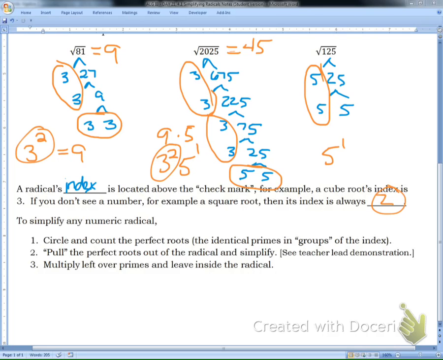Now in the last example, we have 5 to the first, which is equal to 5. So we pulled that out. But in the last step, it says multiply any leftover primes and leave it inside the radical. We have this 5 that's left over in the last example here. There's no other prime numbers left over, so we don't have anything else to multiply with. But in your final answer you'll write the square root of 5. Had there been any other prime numbers left out of our circles, we would have multiplied them together and written them underneath the radical. So the square root of 125 is 5 square root of 5.